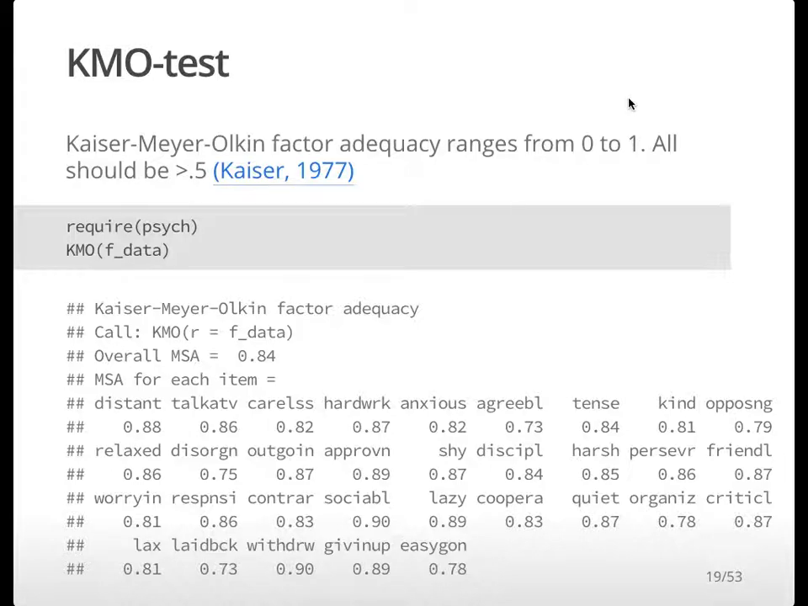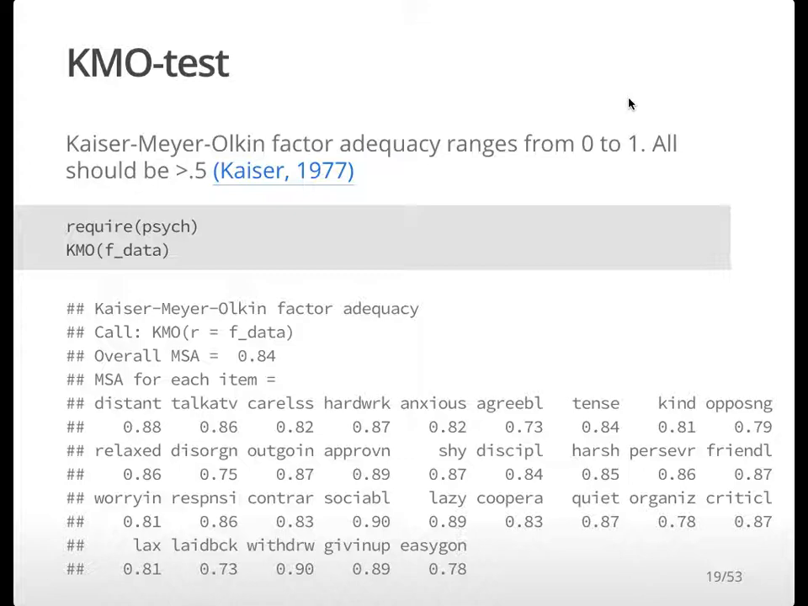This works because we don't have any other junk in our data frame. We only have the variables in there which we're going to analyze. Otherwise, you would make a subset so it only has the items that we're going to analyze. Now we get this output. It gives you the overall measure of adequacy, which is 0.84. That's basically just some average.